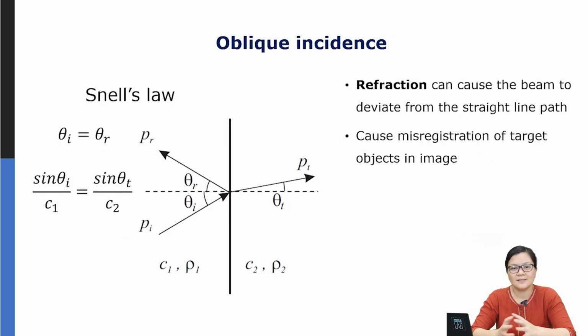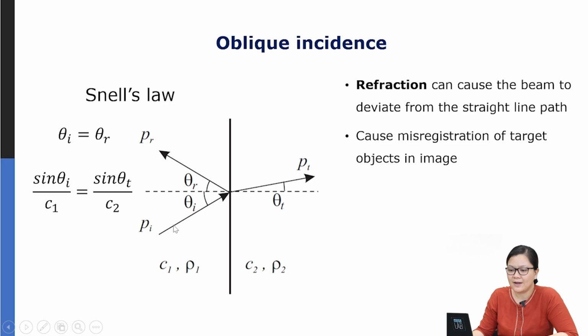So we've just discussed the reflection at an interface that is perpendicular to the ultrasound beam. Now let's look into oblique incidence. What this means is that the incident wave, characterized by pressure I here, is now traveling at an angle, theta I, towards the interface. And that can produce some interesting effects. As you might have already learned about Snell's law, Snell's law also applies to sound propagation.